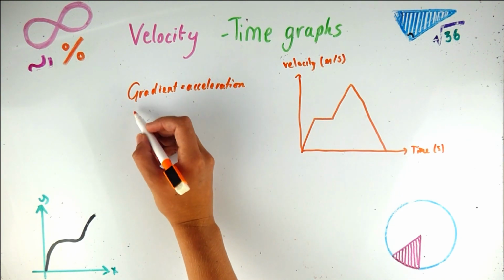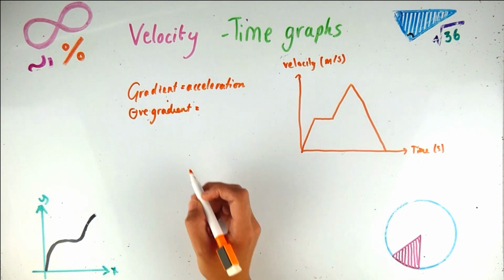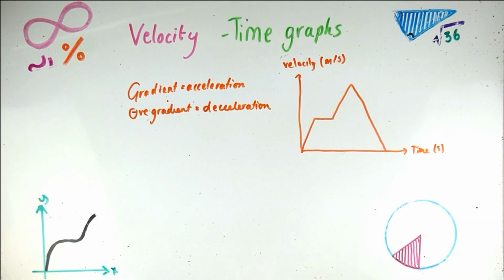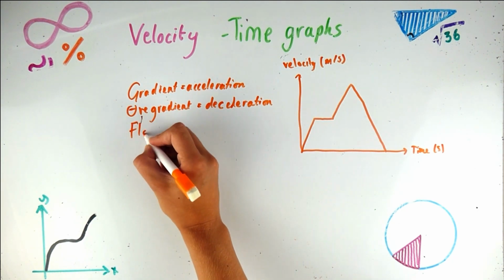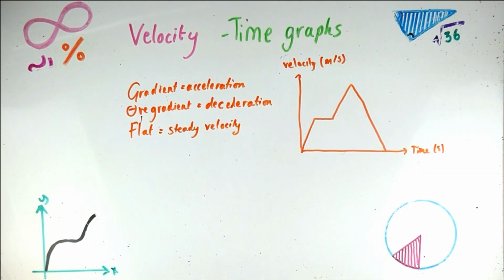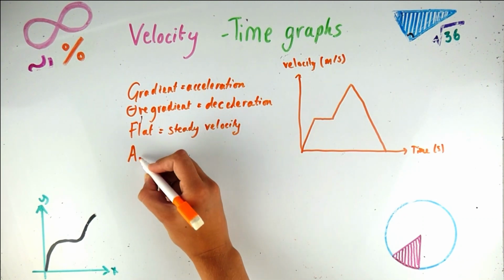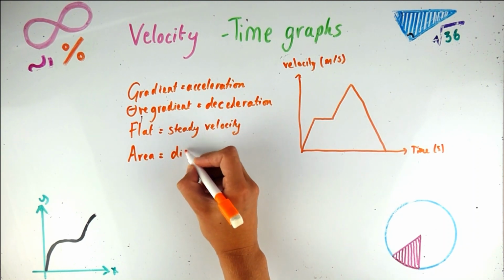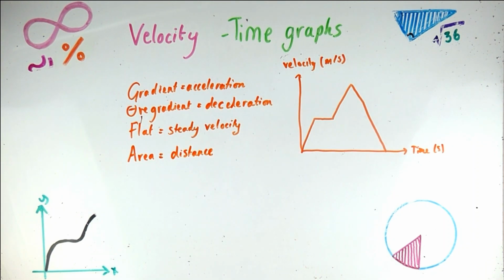A negative gradient here equals deceleration, so a speed that is getting slower. Flat sections in this graph show a steady velocity, so no change of speed, and whatever's travelling is travelling at the same speed and the same velocity. And finally, and this is very important to a velocity time graph, the area equals the distance. Okay, so those are 4 points to remember.